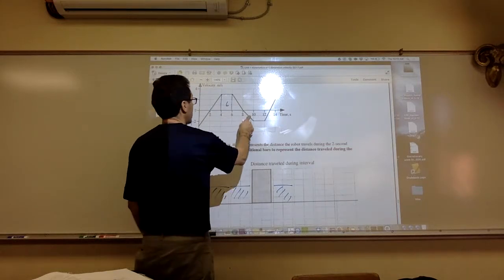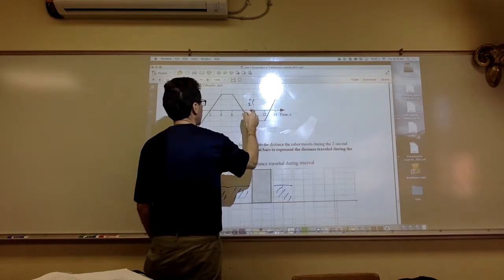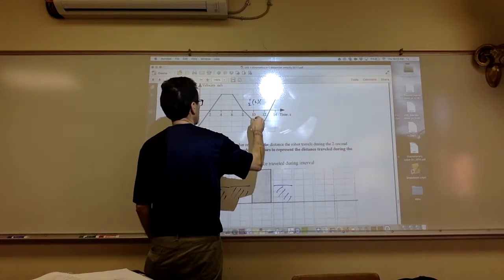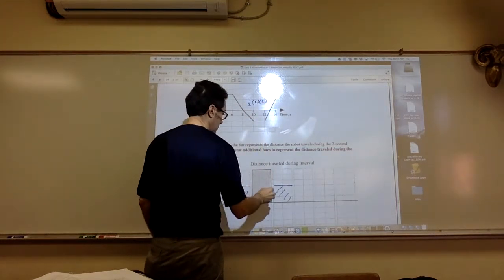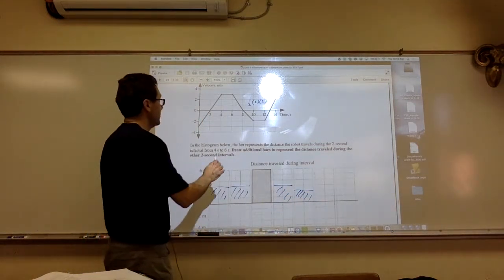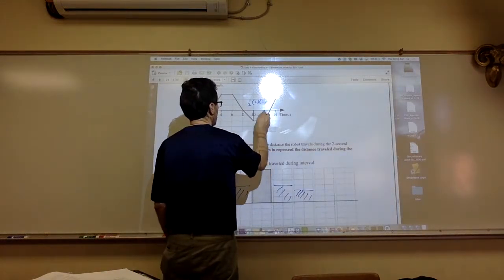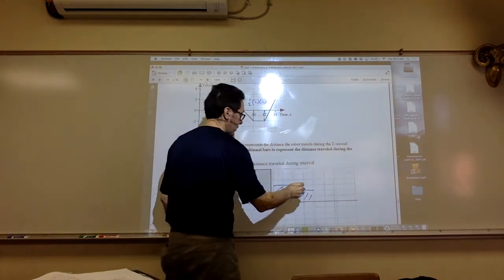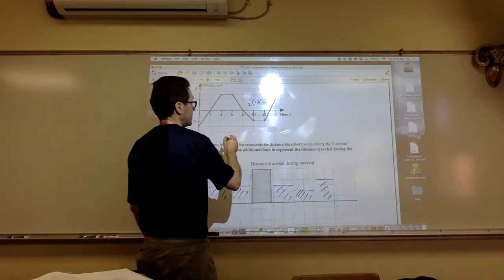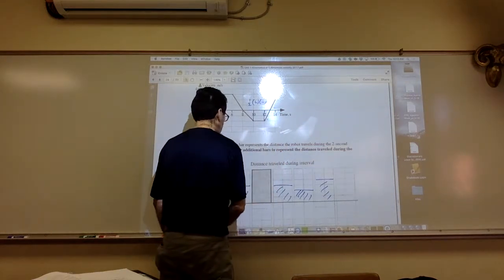This one looks different, from 8 to 10. So let's figure out what that area is. It's 1/2 the base, which is 2, times the height, which is 2. So it's a 2. So this one is here. And the next one is this area here, which is 2 times 2, which is a 4. So that's 1, 2, 3, 4 here. And then from 12 to 14, you have to do each area and you have to add them.